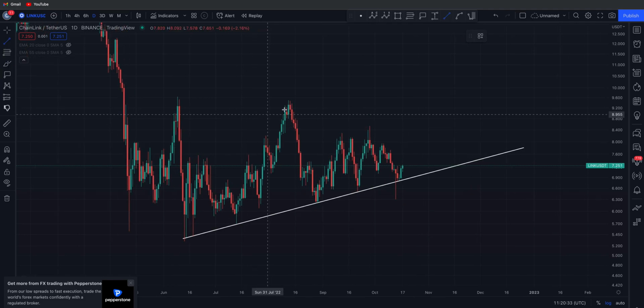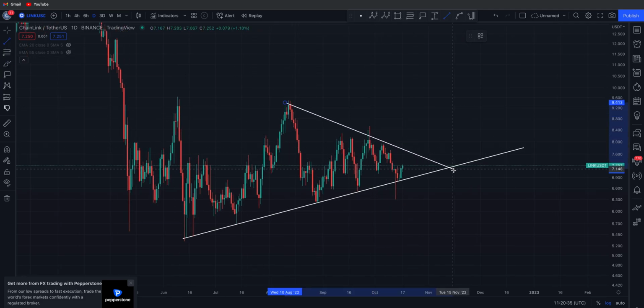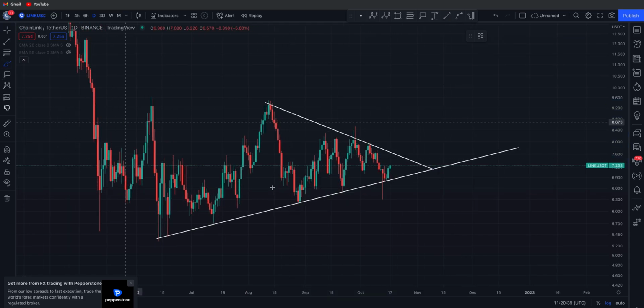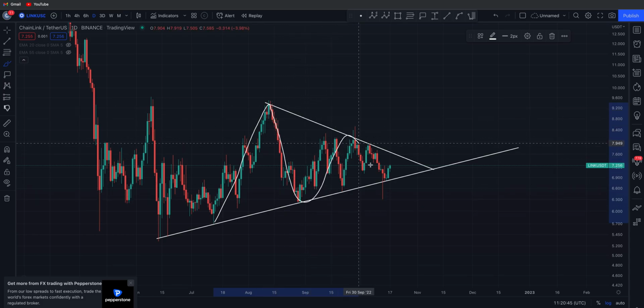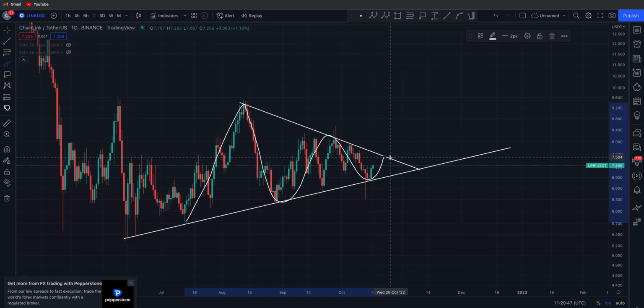So on the daily here, you can also see just by these closes that Chainlink is literally coiling up. It's coiling up for something. You've got an impulsive, corrective, impulsive, corrective. Now you're looking to come up and retest this resistance.